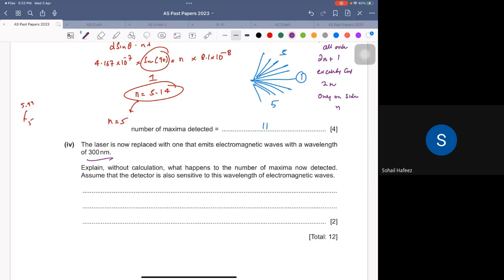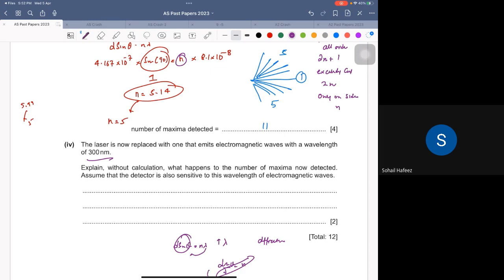Without calculation, what happens to the number of maxima? The first thing that you need to understand is that if the wavelength increases, then the diffraction also increases. And if the diffraction increases, that means n would be less. You can also compare this by the formula d sin theta equals n lambda. They pass through the same slit. If I divide by lambda, d sin theta over lambda is n. So n and lambda are inversely proportional.